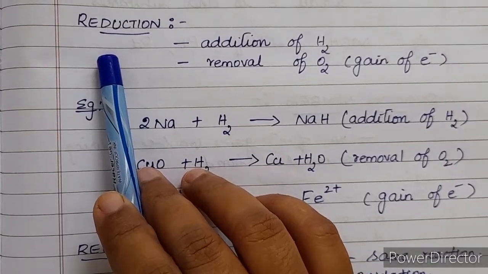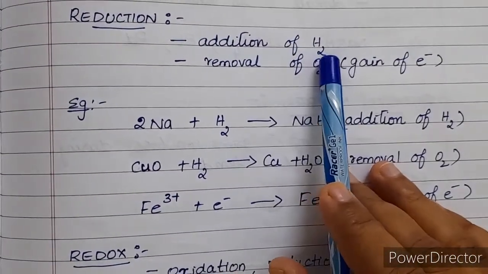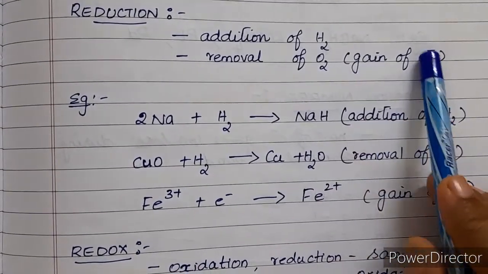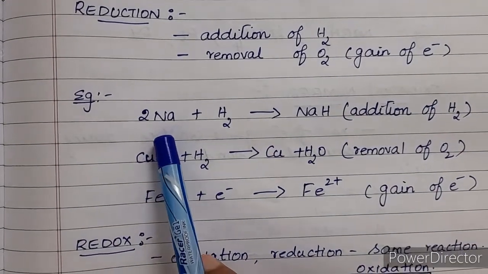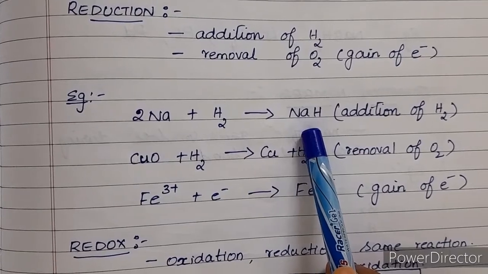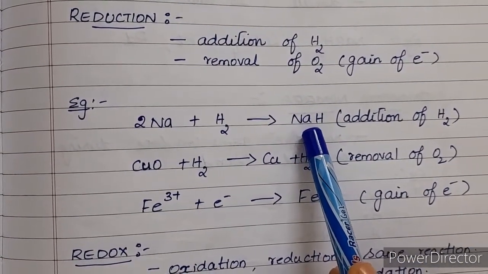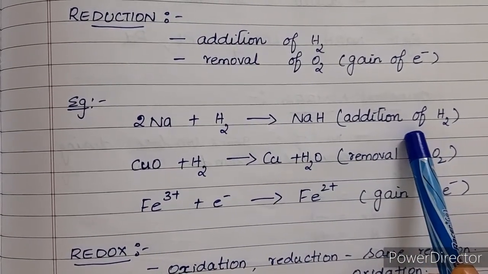Next is reduction. Reduction is a chemical reaction in which addition of hydrogen or removal of oxygen or gain of electrons takes place. Now let's see the example. Sodium, when it is treated with hydrogen, forms sodium hydride. Hydrogen gets added to the sodium, so addition of hydrogen takes place. So this is a reduction reaction.